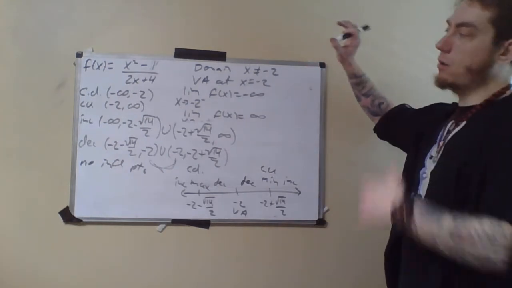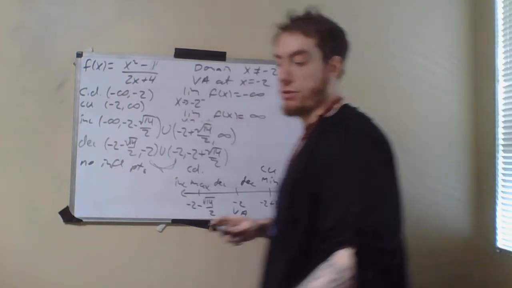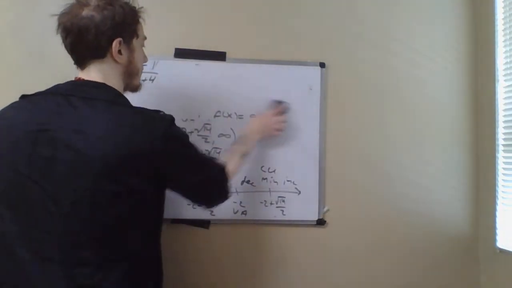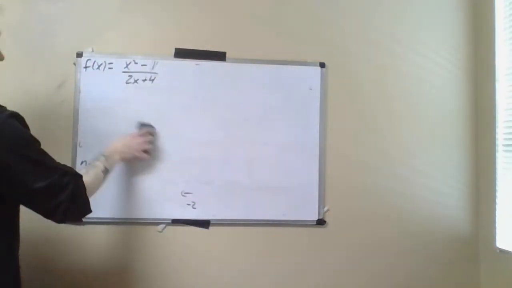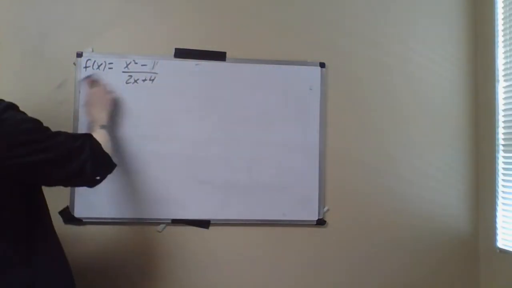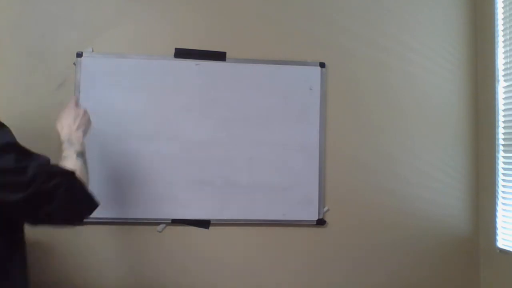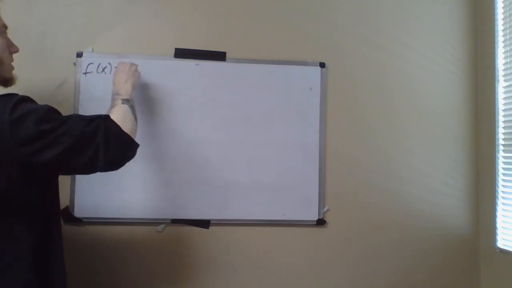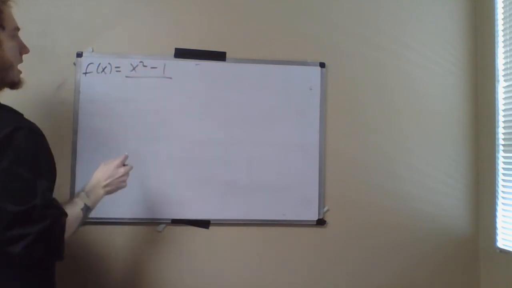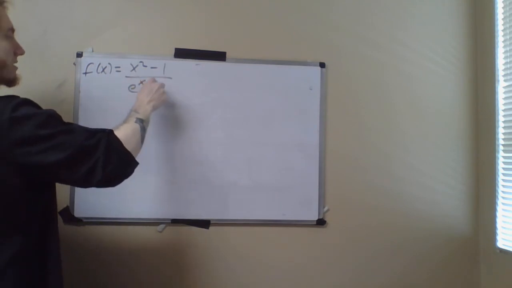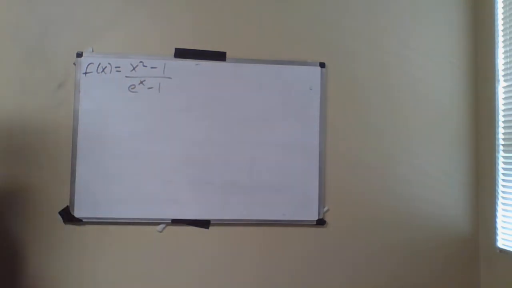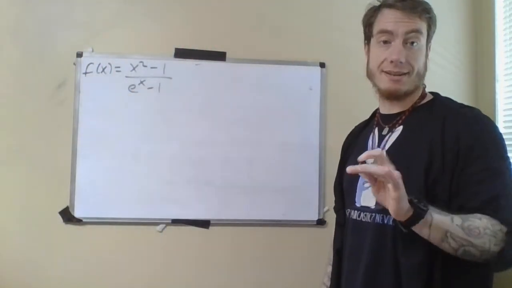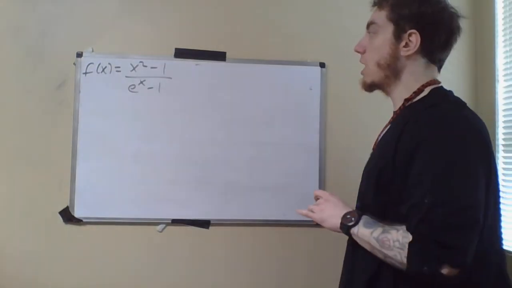Now, here's what I do want to say, though, about other examples. What if instead of having something like this, what if I'd had the following? So what if I had instead given you this function, f of x is equal to x squared minus 1 divided by e to the x minus 1. We could actually classify, we could find the maximums and minimums, we could find the concavity, we could do all of that stuff right now.